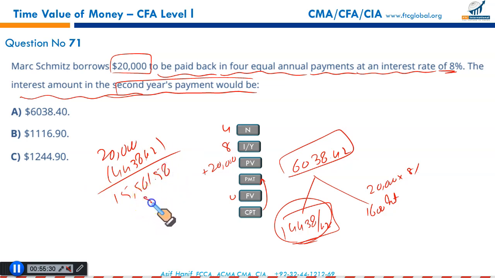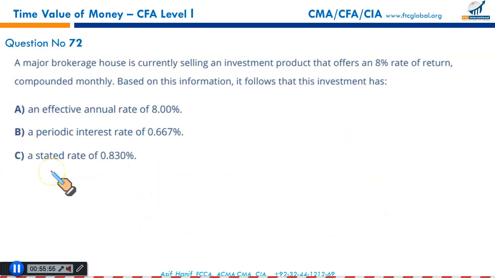Interest would be charged on this remaining principal at the rate of 8%, and that gives you 1244.93. So what did we do? We calculated the payment, split the payment into principal part and interest part. This principal in the first payment was deducted from the total loan amount. This remaining principal, 15,561, will attract interest at the rate of 8% next year. This is the interest part for the next year, and that makes C the correct option. C it is. Next.